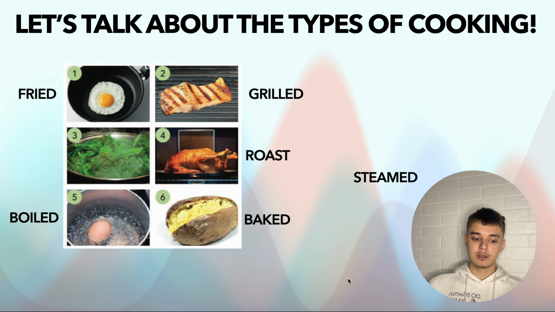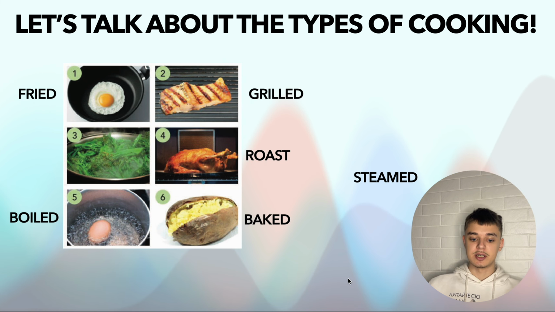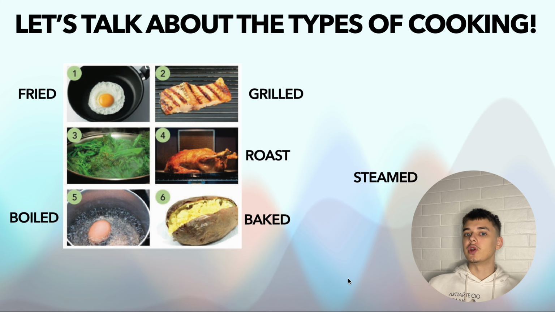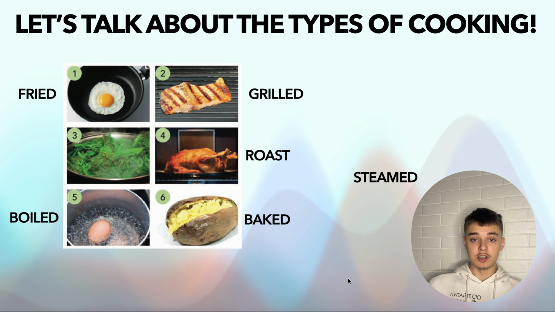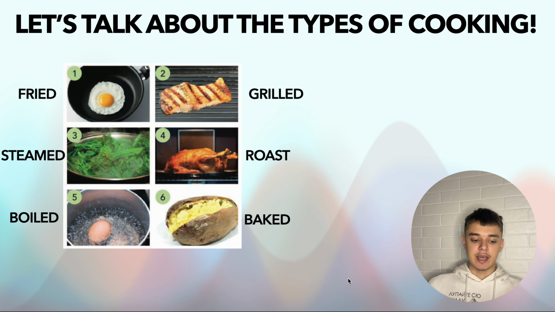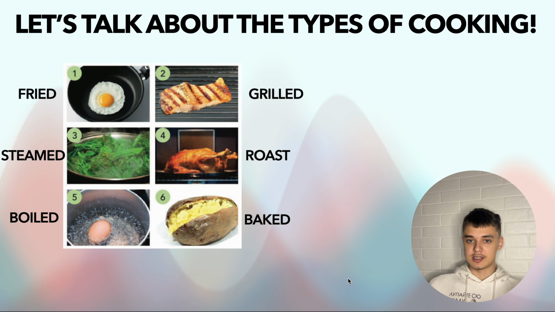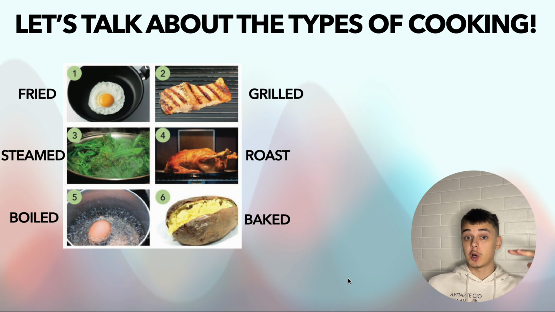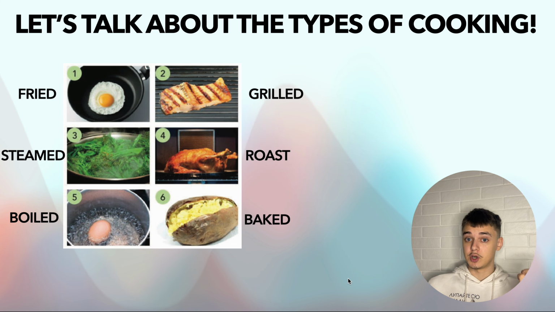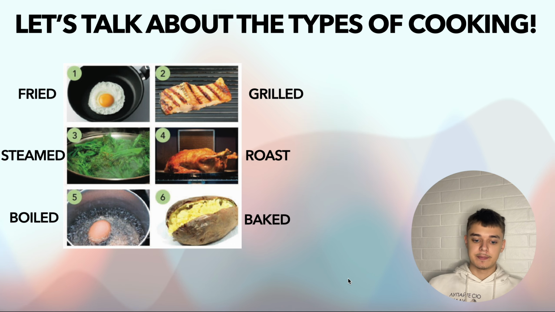Grilled. Grilled and fried is quite similar, but we need to have a grill to have it grilled, not the skillet, not the pan, you see. And then steamed. Steamed is something that is not boiled. We don't put it in water, but we put it over the water. And when the steam goes, when the water boils, it prepares our product. So steamed.